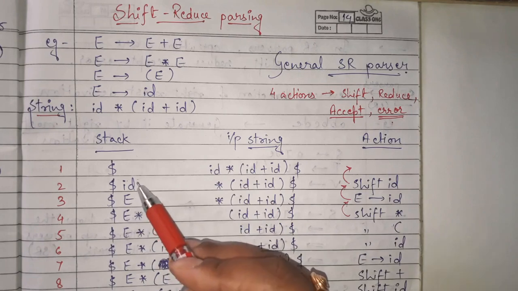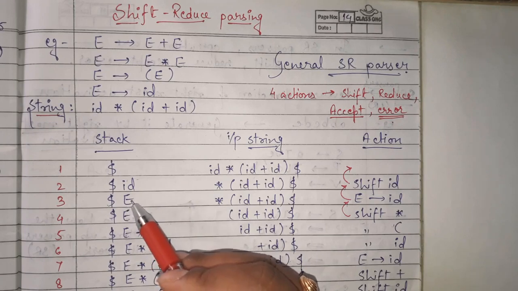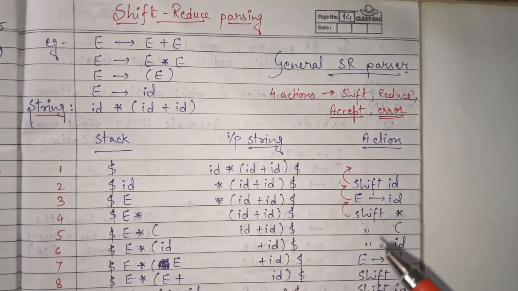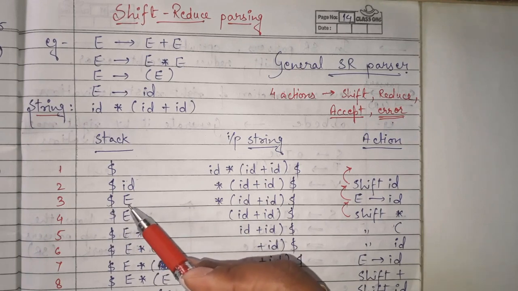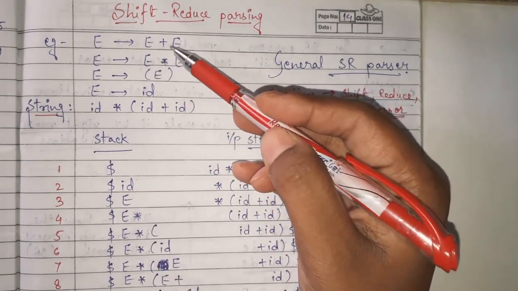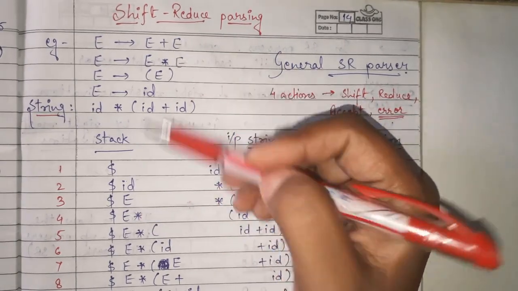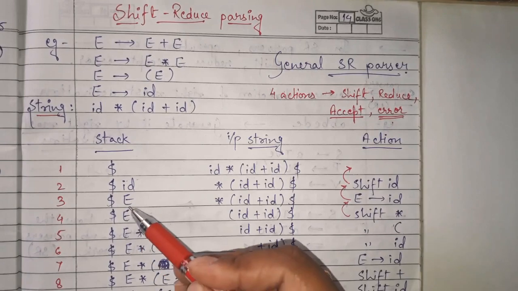So in the next step, in place of this id, I will write E, that is known as reduction. Fine. So I have written E, and the whole input string will be as it is. Now again in the next step, I will check what is there with $. Only capital E is there. Now I will check whether this capital E is present as the RHS of any of the productions. Is it present? No. So I cannot do reduction on this.